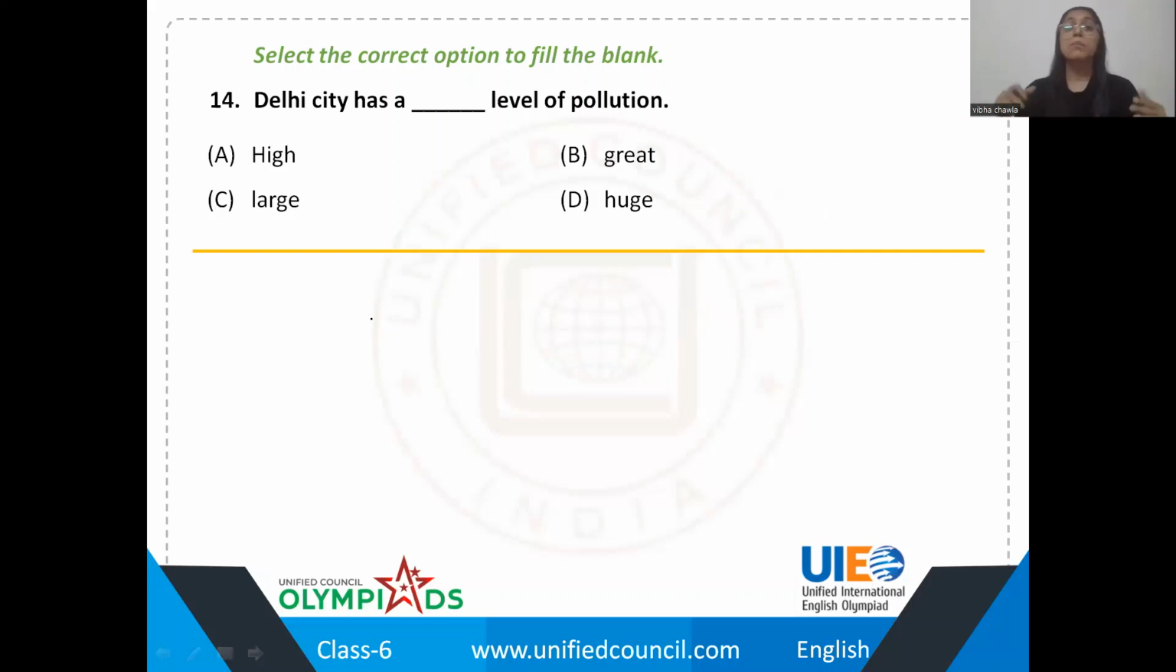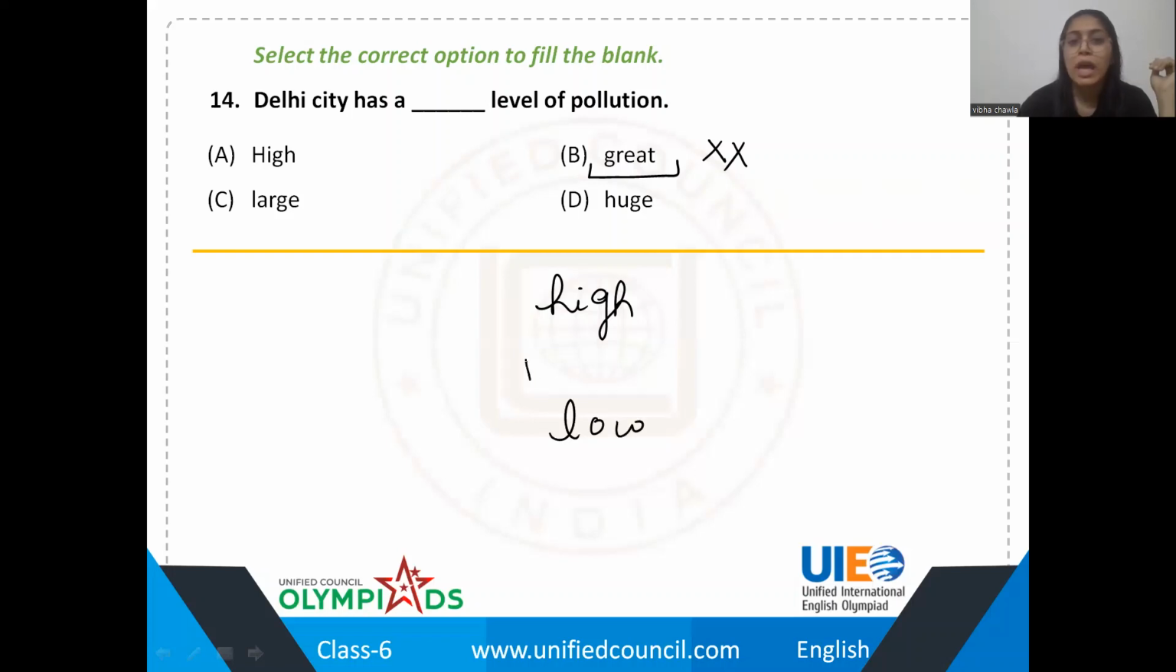Now, again, the next question is very important. Delhi city has a blank level of pollution. High level, great level, large level, or huge level. See, if I talk about great, I told you great is more than average in quantity, that's why we can't use it for level. Whenever we are talking about level, level can be high, level can be low, level can be moderate, not too high, not too low. But it can't be great.